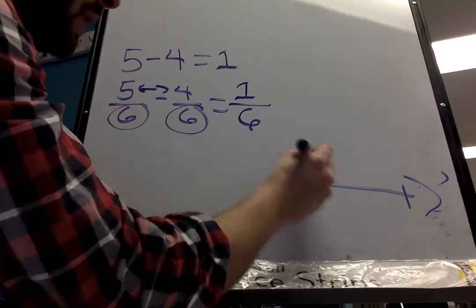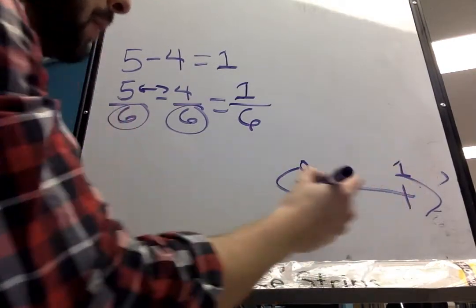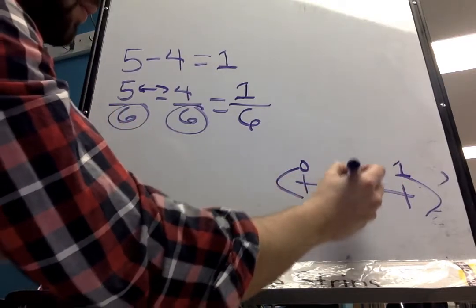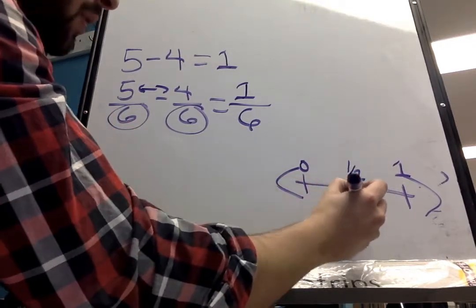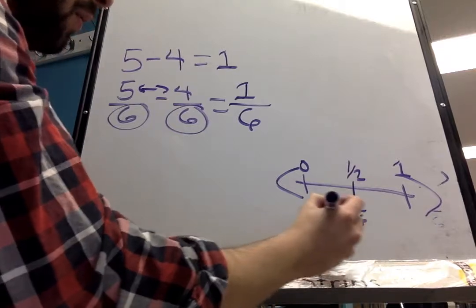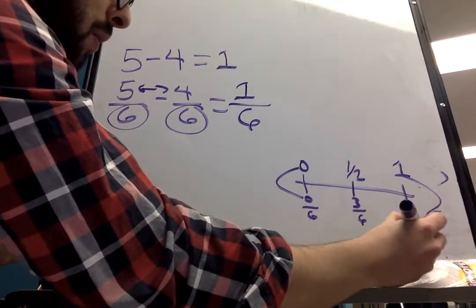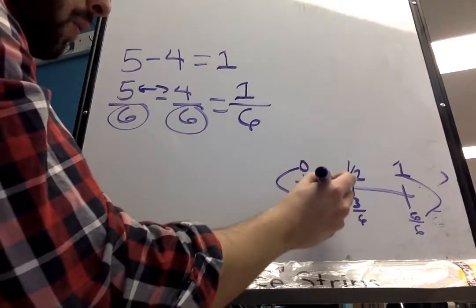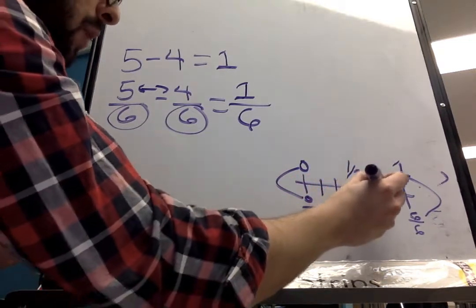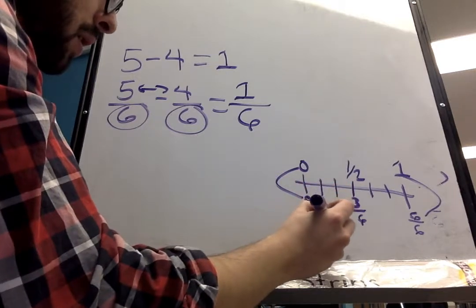Now I'm going to use that same thinking on my number line. I've got my 0 and my 1 whole. I've got my 1 half. I know that 3 sixths is equal to 1 half. 0 sixths is 0. 6 sixths is 1 whole. And now I can place 1 sixth and 2 sixths, 4 sixths, and 5 sixths.